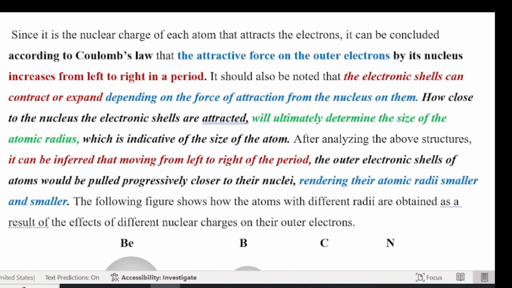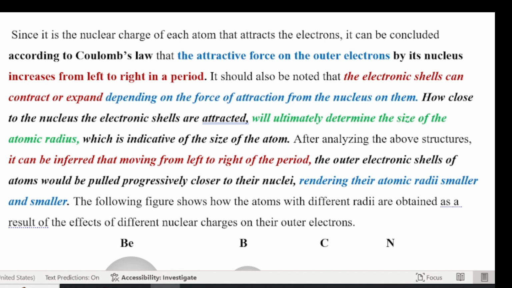Since it is the nuclear charge of each atom that attracts the electrons, it can be concluded, according to Coulomb's law, that the attractive force on the outer electron by its nucleus increases from left to right of a period. It should be noted that the electron shells can contract or expand depending on the force of attraction from the nucleus on them. How close to the nucleus the electron shells are attracted will ultimately determine the size of the atomic radius, which is indicative of the size of the atom.